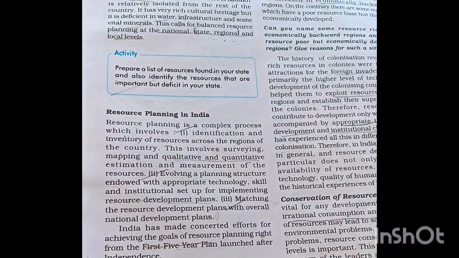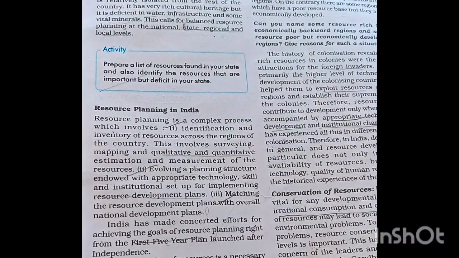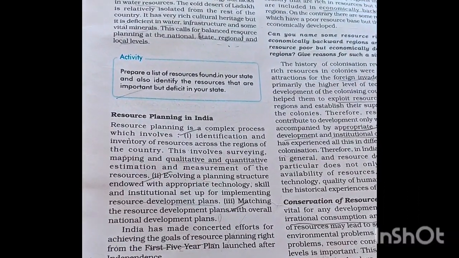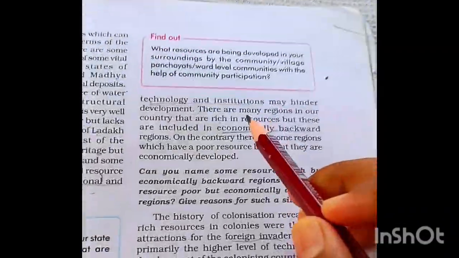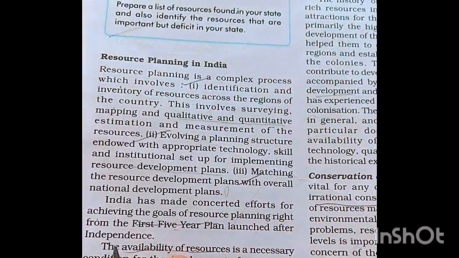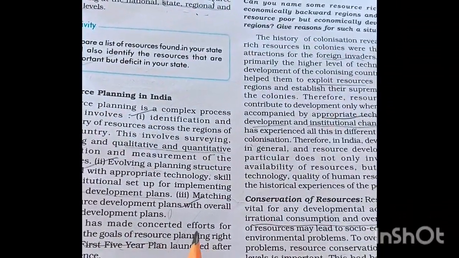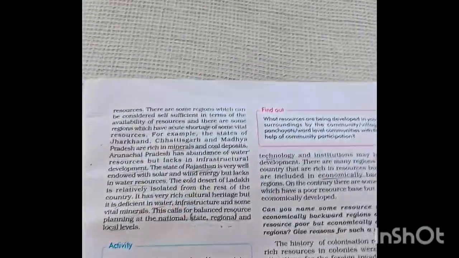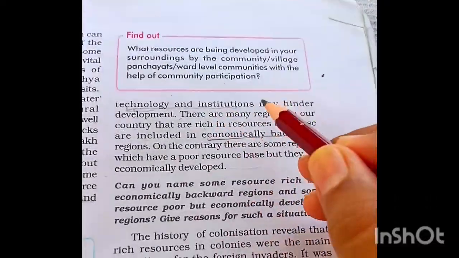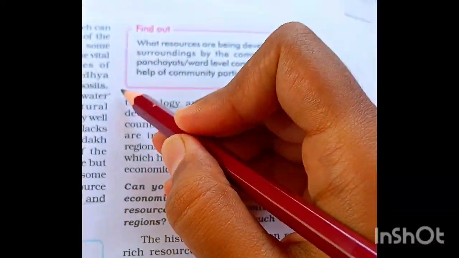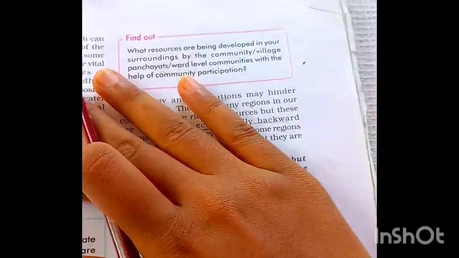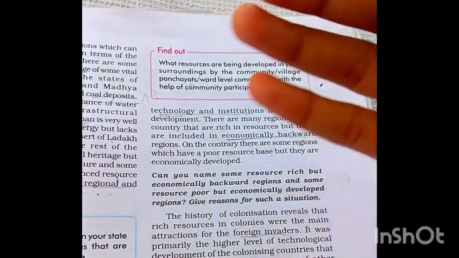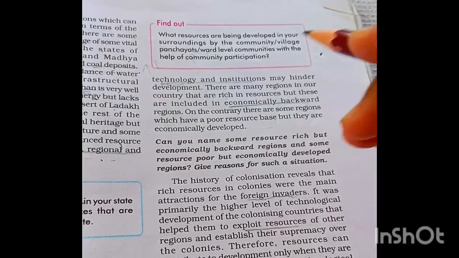The availability of resources is a necessary condition for development of any region, but mere availability of resources in the absence of corresponding changes in technology and institution may hinder the development. That is, we will have resources, but if we do not have the infrastructure and technology to use them, it will lead to wastage of them. So both have to go hand in hand. I have to have resources in my farm, in my godown, and I want technology and institutions to use them, manufacture them, export them to countries and earn.